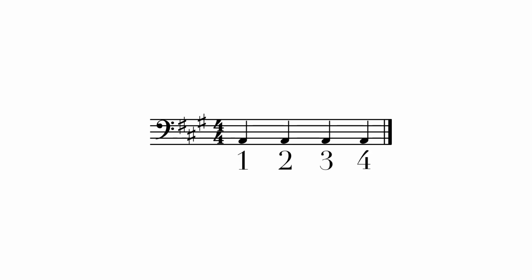For example, we count this measure of four quarter notes, 1, 2, 3, 4. This measure, which includes a quarter note, a half note, and then another quarter note, we would count it 1, 2, 4. However, when we introduce eighth notes, we can have notes that fall exactly in the middle of the beat.